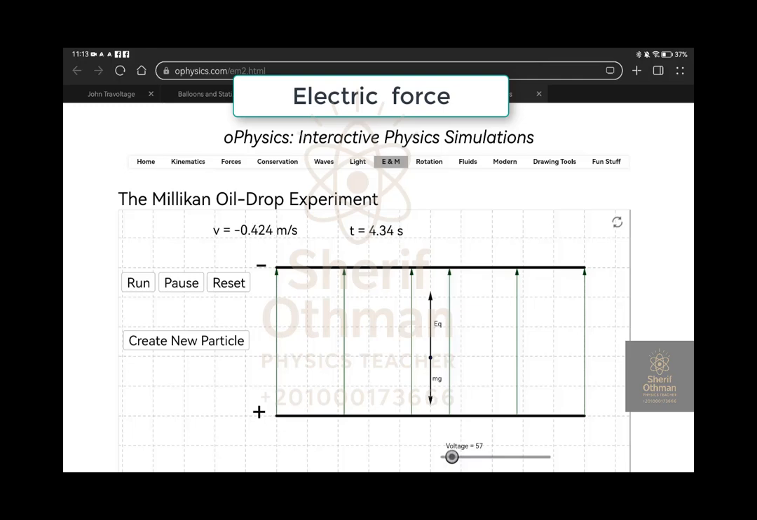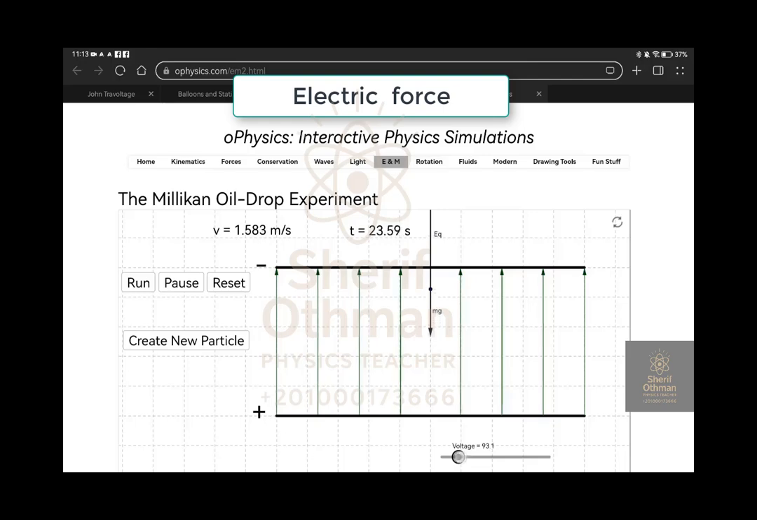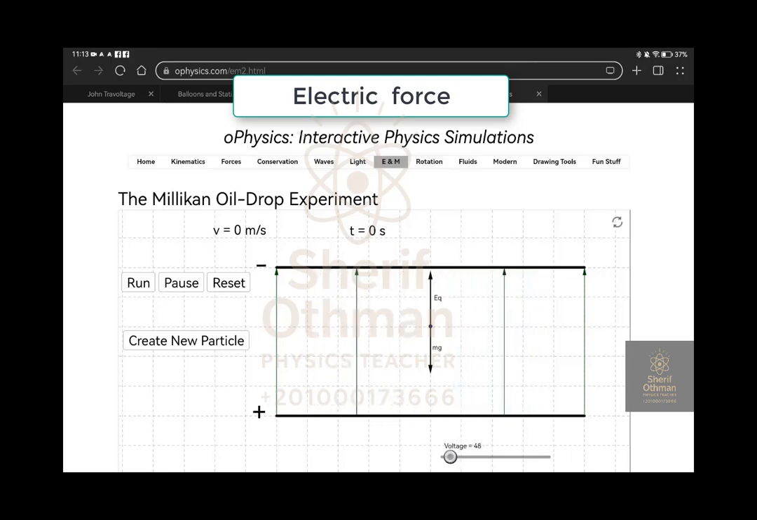By increasing the voltage, the force of the electric field will be applied against its weight or the attraction force of gravity. So, by applying more electric field, you will overcome the gravity and make it move upward. I will decrease the voltage, trying to make it just equal to the weight of the oil drop mg, and I will run it.